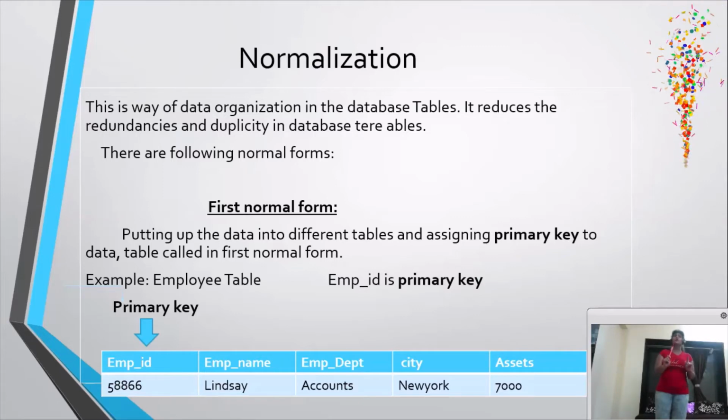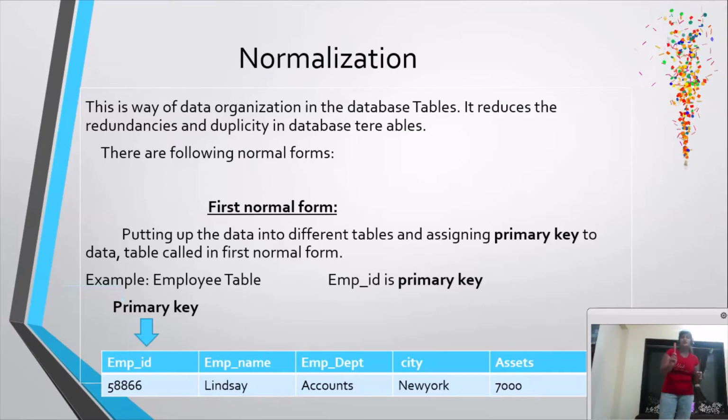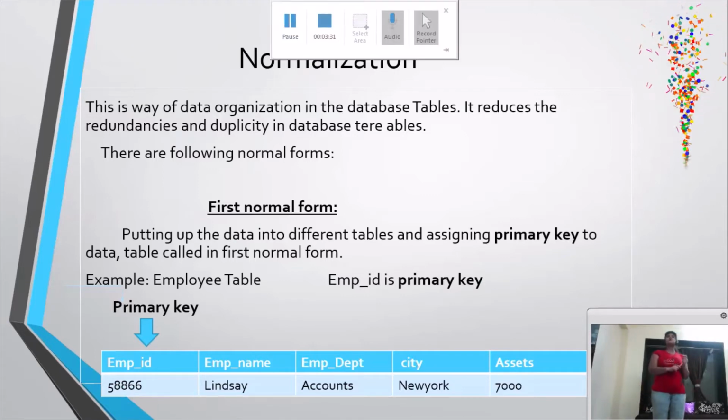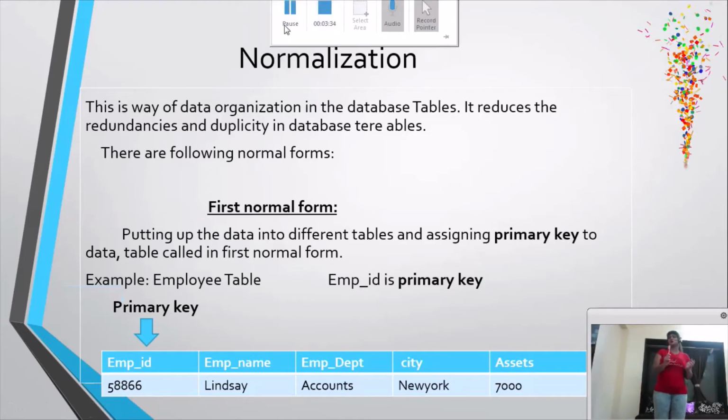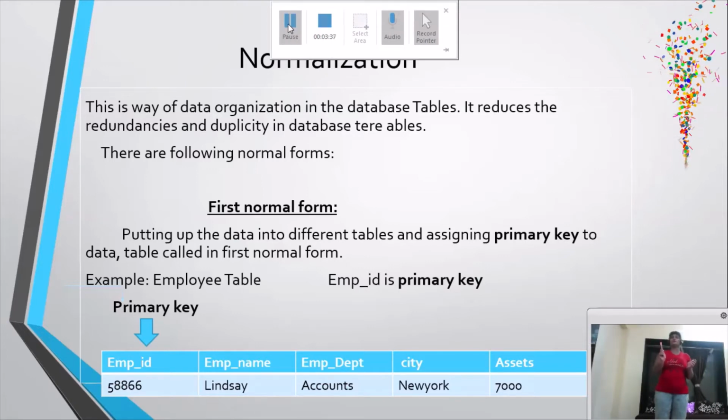If you want to get the details like employee department and city where they are working, here we'll put a query: select from the employee table where employee ID is 58866, and the fields we want are employee department and city. So we'll select employee department, city from the employee table where employee ID equals 58866. So in that way, this is the first normal form. And now we'll move towards our second normal form.